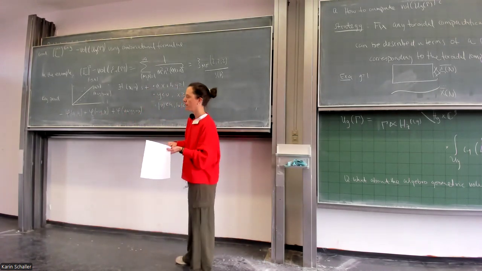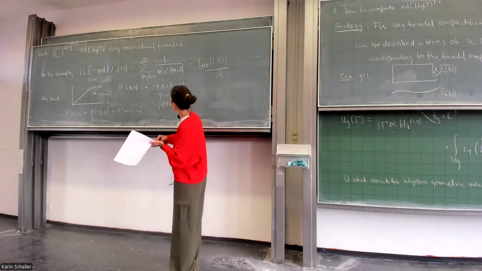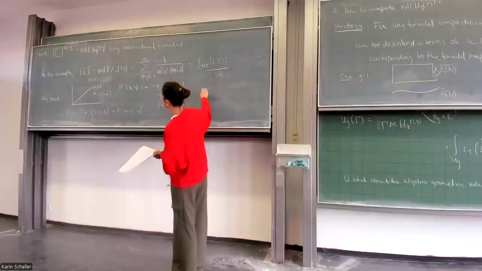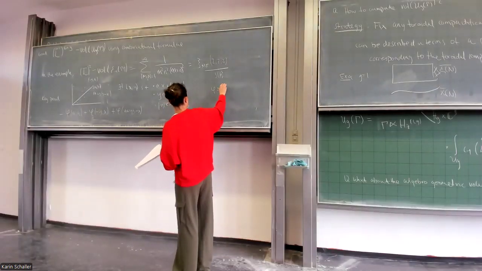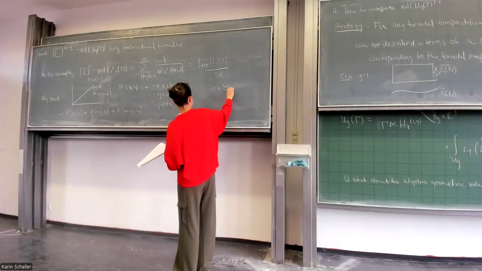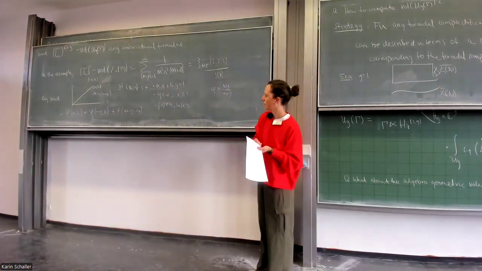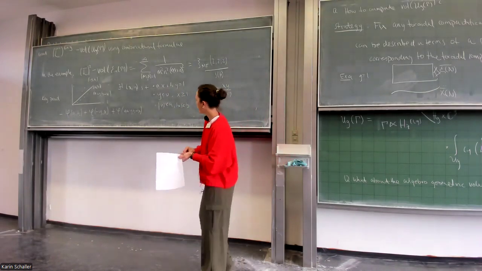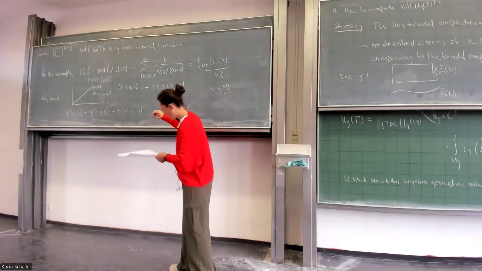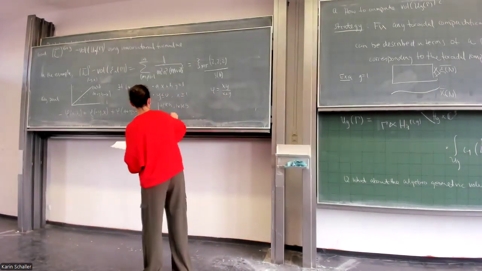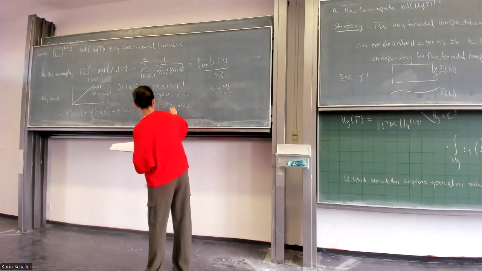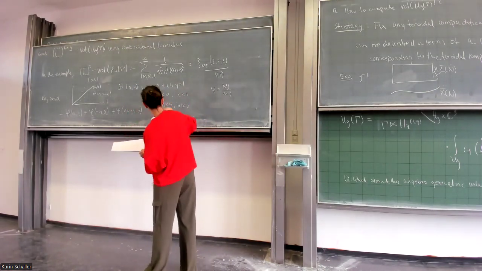So what is phi? Sorry, phi is the xy plus on the positive side. If I calculate this expression, then I end up with something that looks exactly like this.